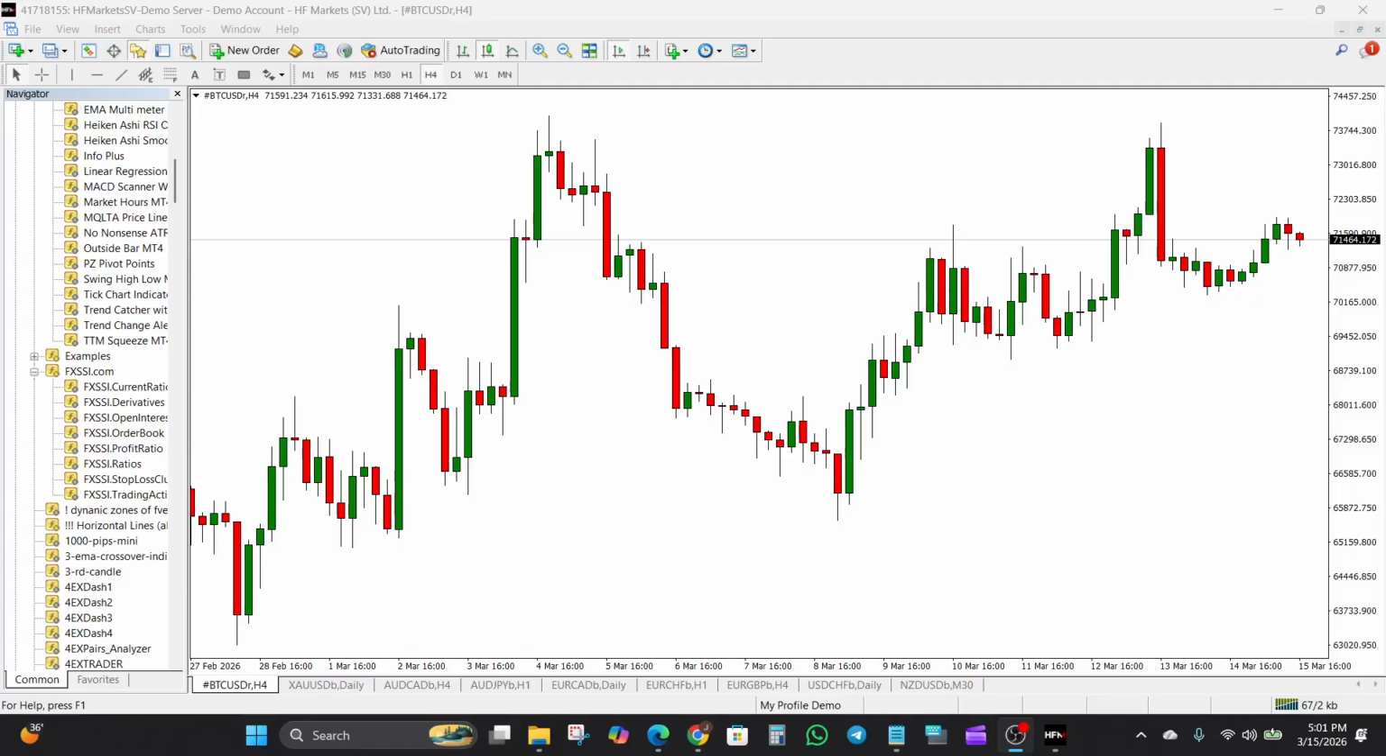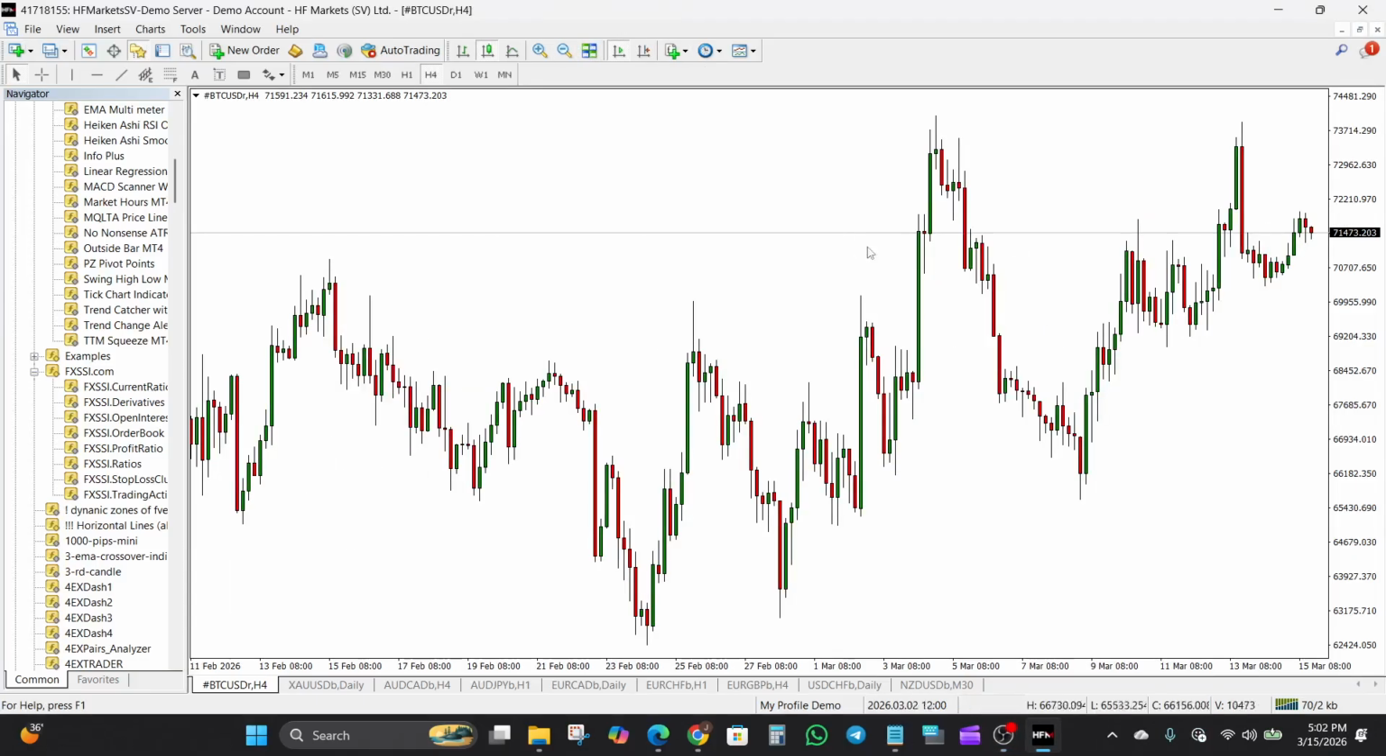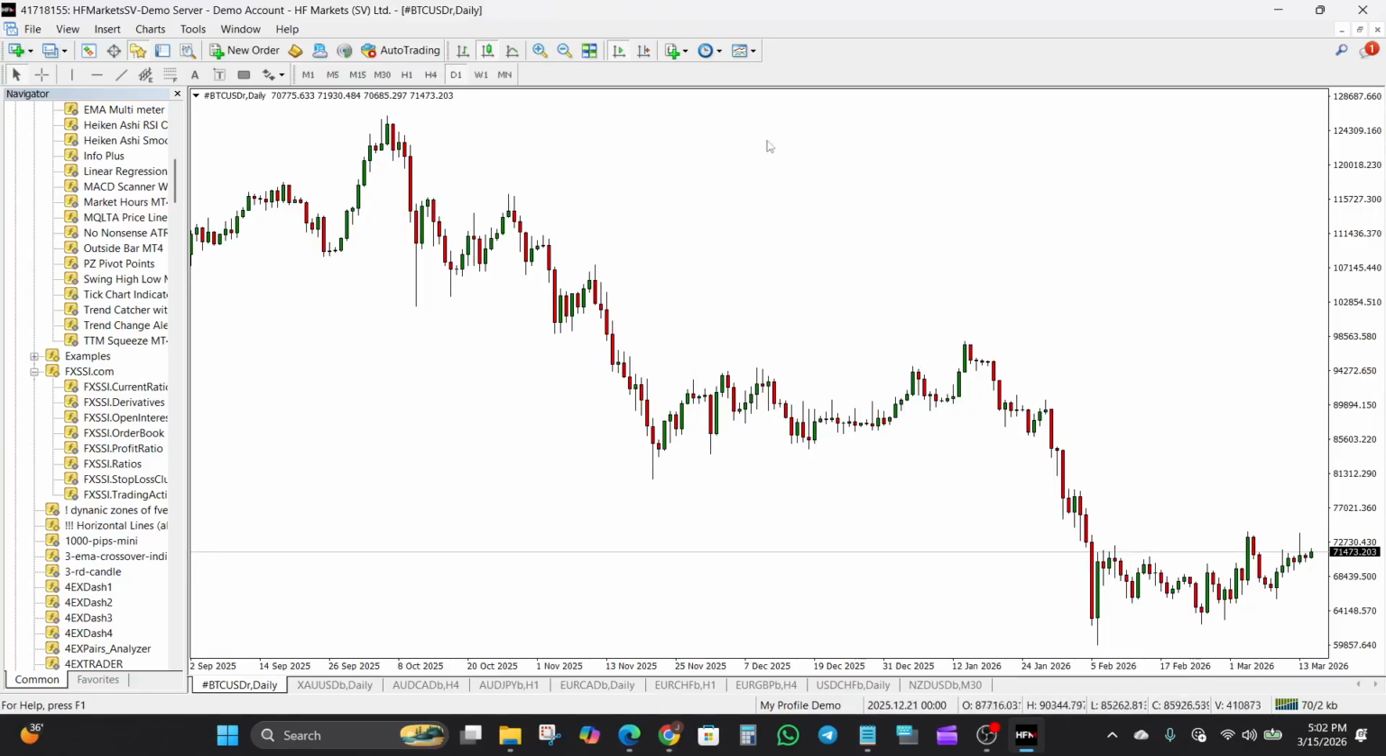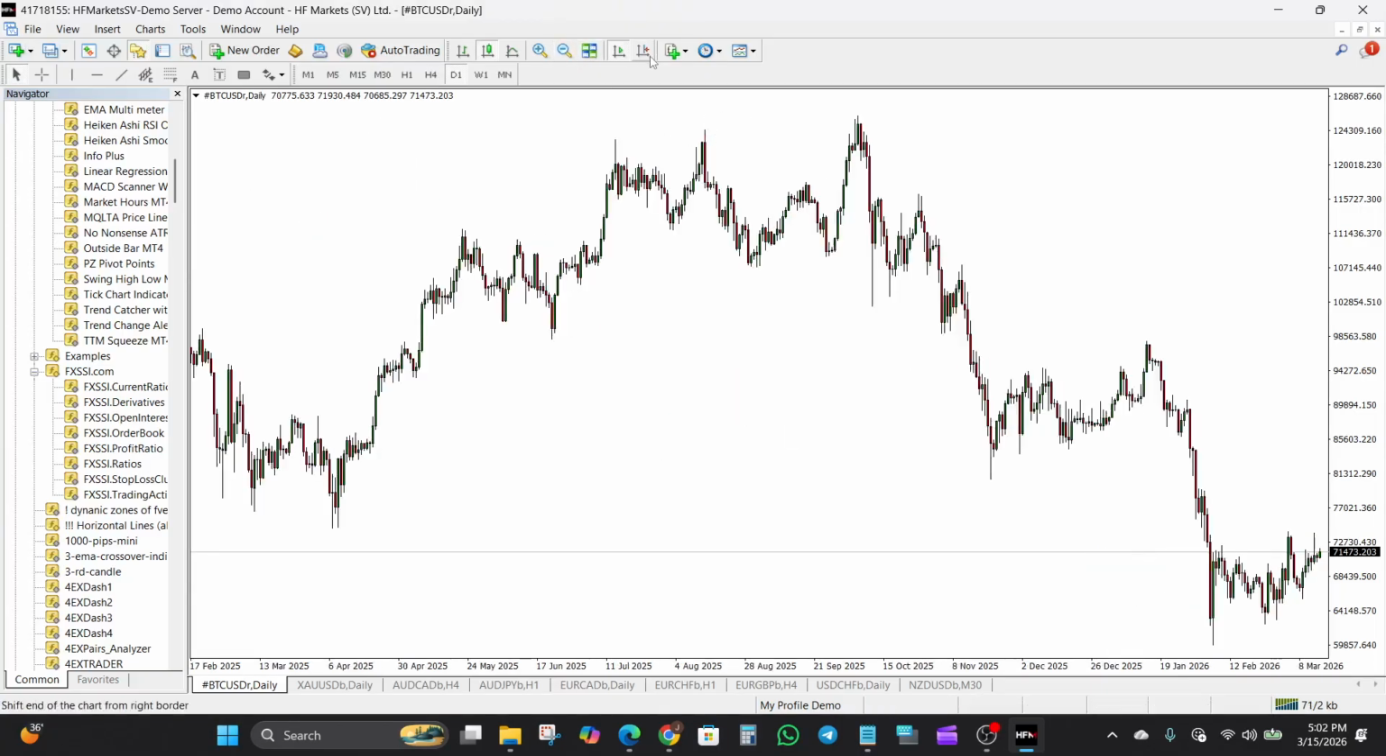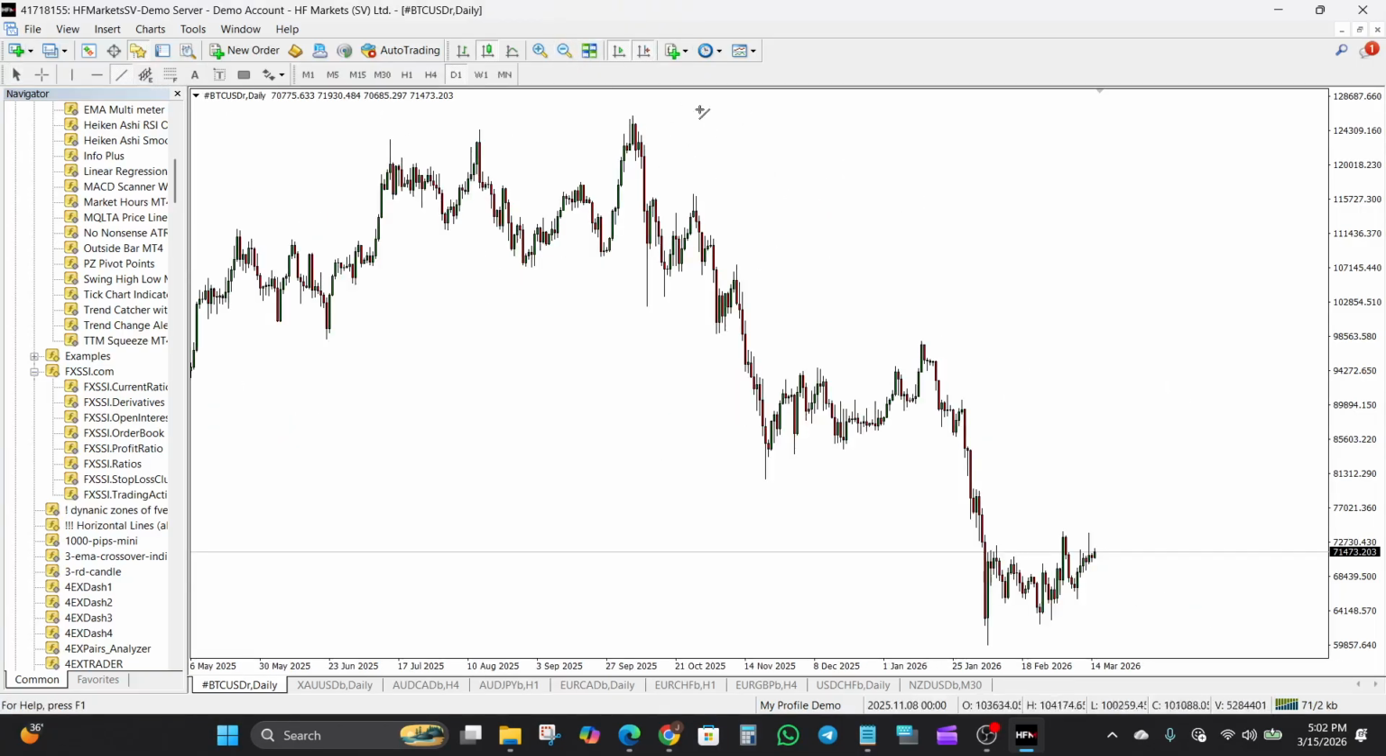So the three time frame approach typically starts with a higher time frame to understand the overall market trend. This larger view helps traders identify whether the market is trending upward, downward, or moving sideways. For example, starting from the 4-hour time frame or even the daily time frame, we recognize that the market is currently downtrending. You can see the series of lower highs and lower lows.